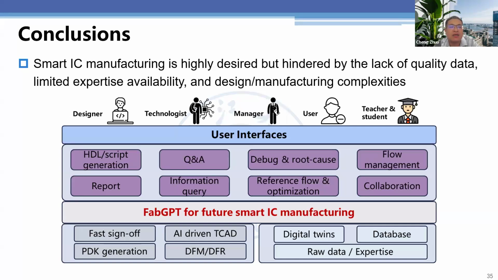And so we believe that something like FabGPT can act as a good infrastructure. It can help to abstract the expertise knowledge and embody those existing EDA tools. And then it can act as the infrastructure to do the Q&A, the root cause and debug, and also some flow management. Of course, this is the long-term goal for this work. Currently, we only look at the Q&A and also defect detection. But hopefully in the future, this can be a good user interface to the designers, technologists, and also the teachers and students. So that's what I have for today.